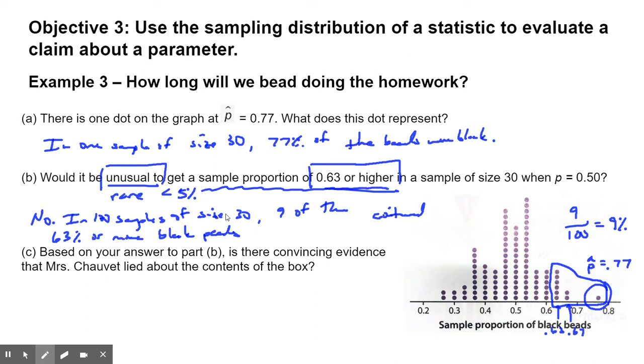So in 100 samples of size 30, make sure you include the sample size, 9 of them contained, and that word is contained, 63% or more black beads. And again, that means that 9% was greater than 5%. So it's not unusual.